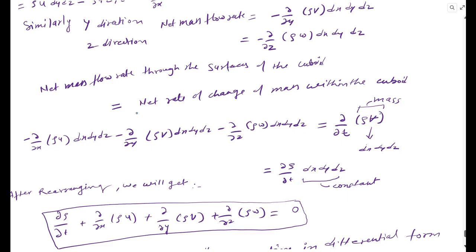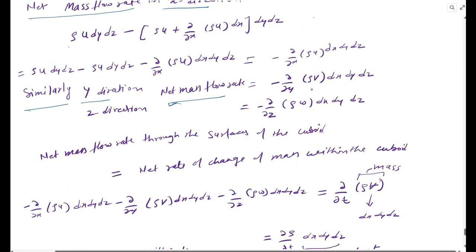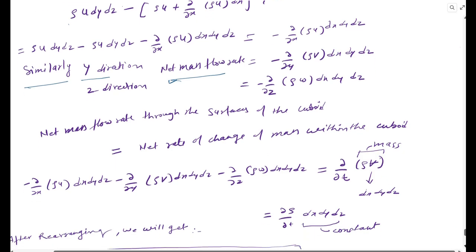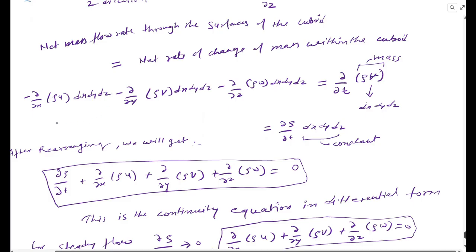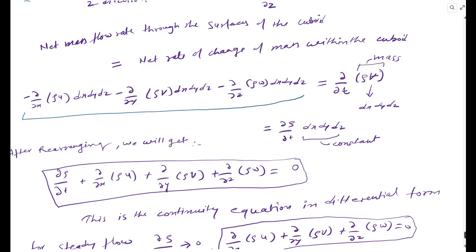Similarly in the y direction we can write the mass flow rate, this term, and the mass flow rate in the z direction, this term. So the net mass flow rate in the x, y, and z directions, this one, equals the rate of change of mass within the control volume.